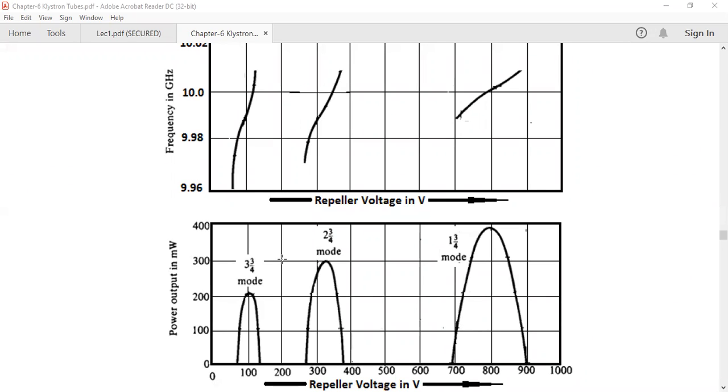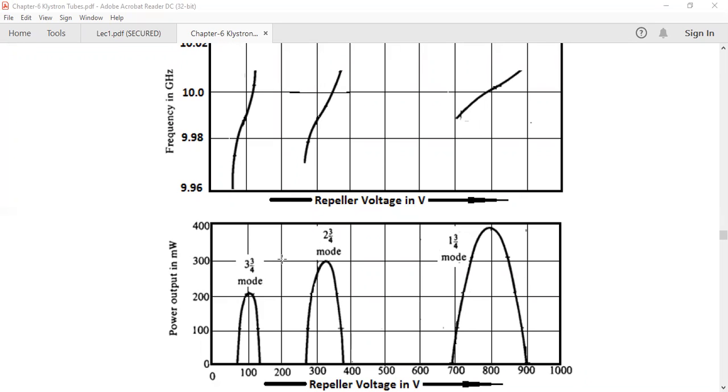So this mode of operation depends upon the repeller voltage of the reflex klystron. Repeller voltage of the reflex klystron, right? So this is the operation of the reflex klystron. The reflex klystron has only a single cavity.